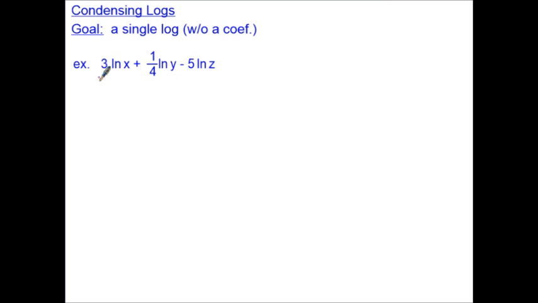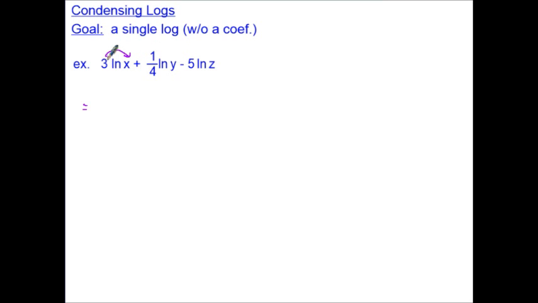Okay, well, again, looking at all these guys, I've got this mess here, and I've got several coefficients. Well, as soon as I have a coefficient, that means I can turn it into an exponent. Okay, so basically all of these guys are going to jump up on top of the variables inside the log that I have.